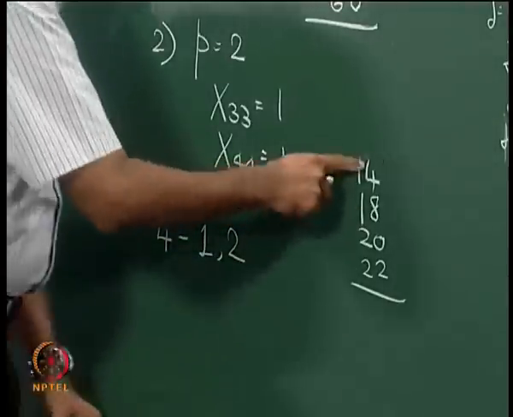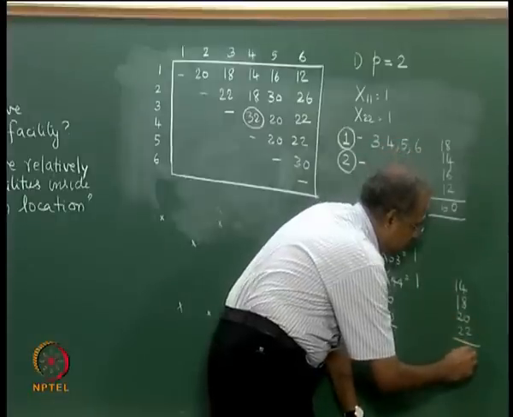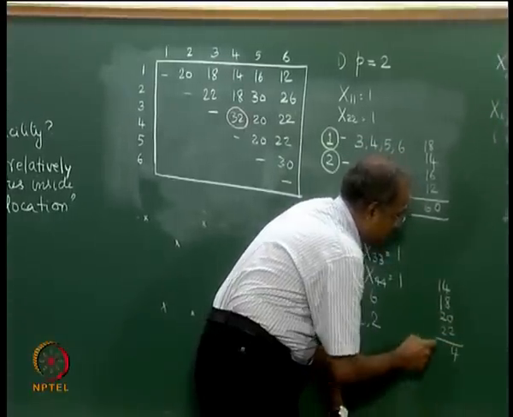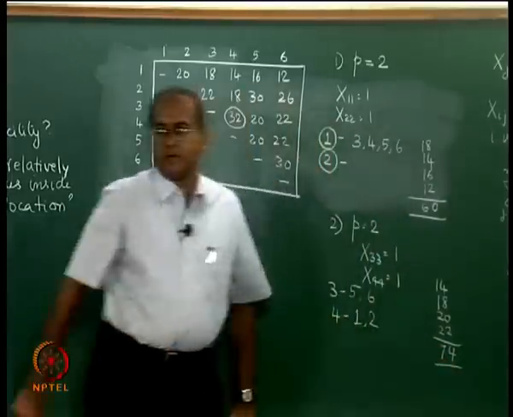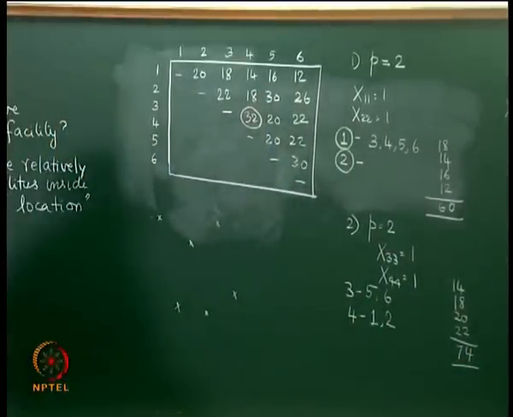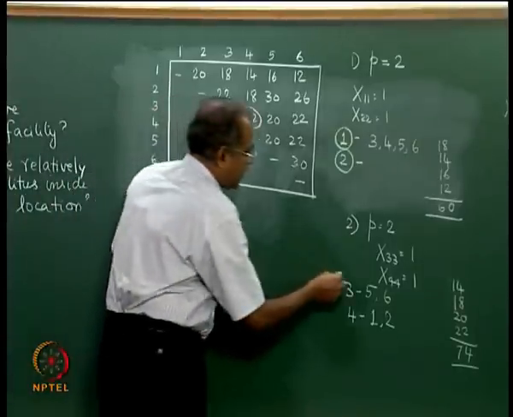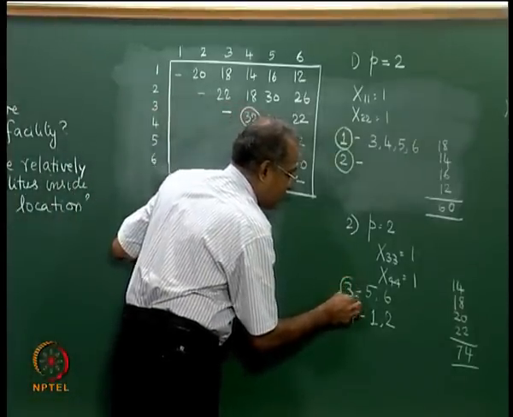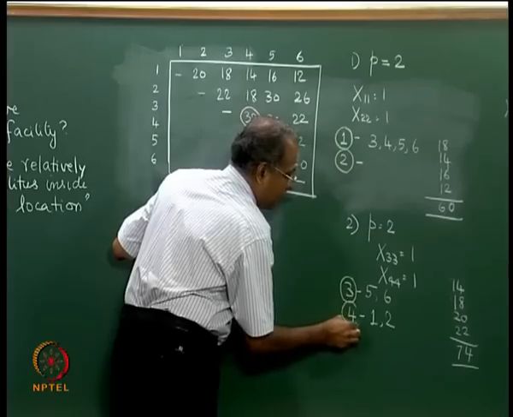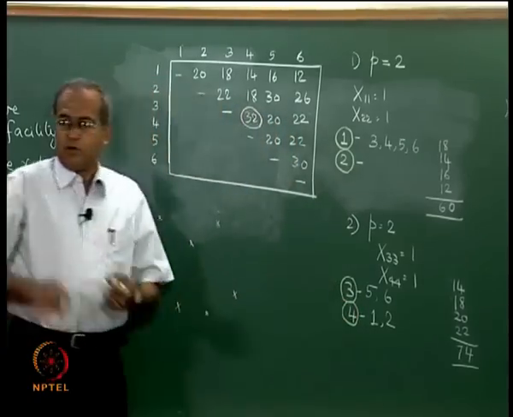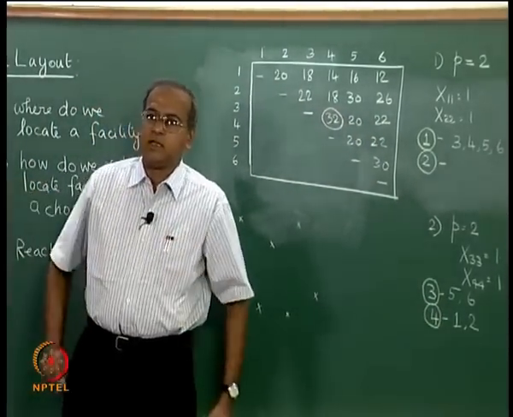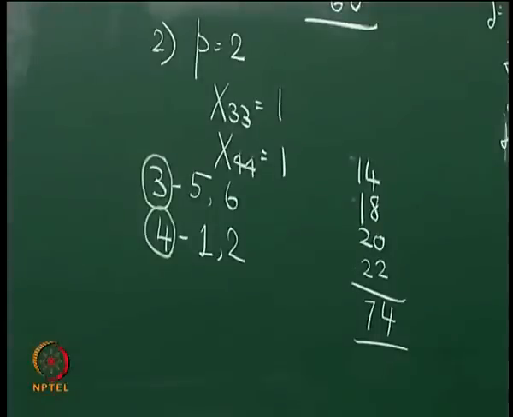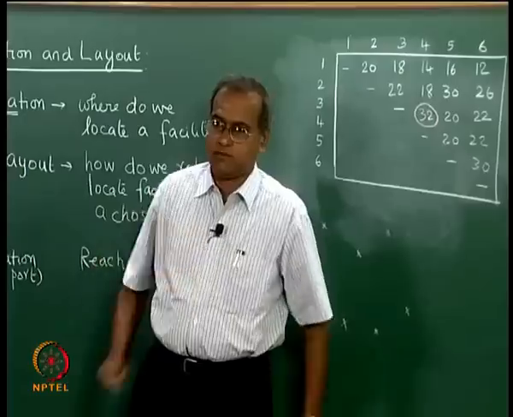So, 18 plus 14 is 42, 62, 64, distance equal to 74. So, we would now end up locating two medians which are at 3 and 4. The location at 3 will meet the requirements of 3, 5 and 6. The location at 4 would meet the requirements of 1, 2 and 4.